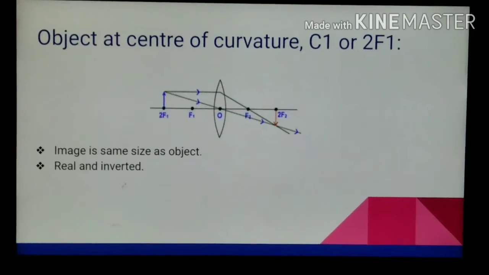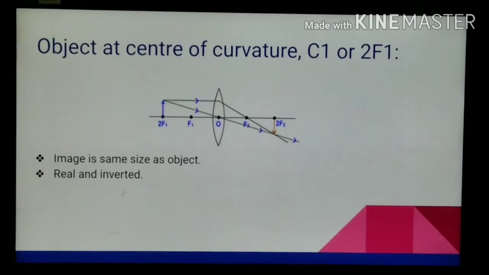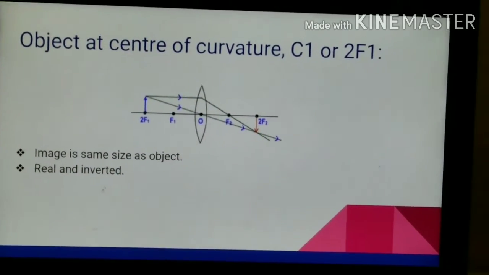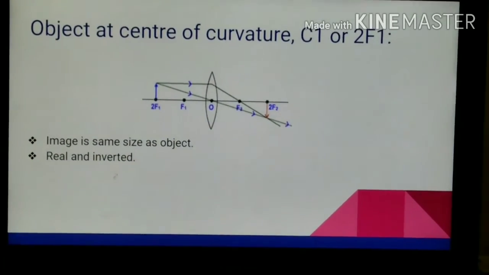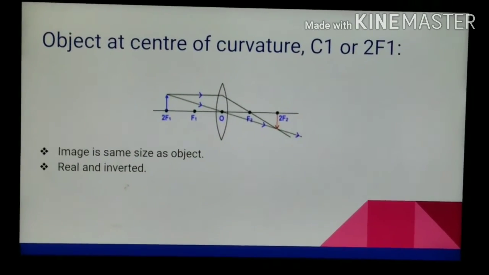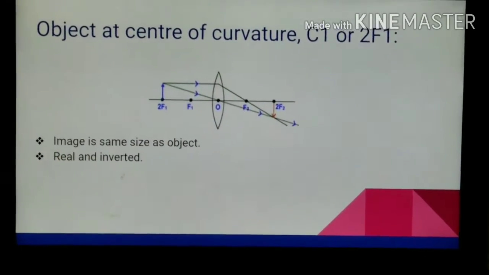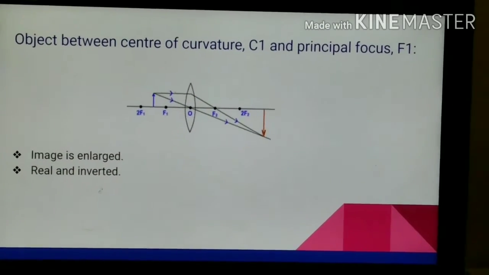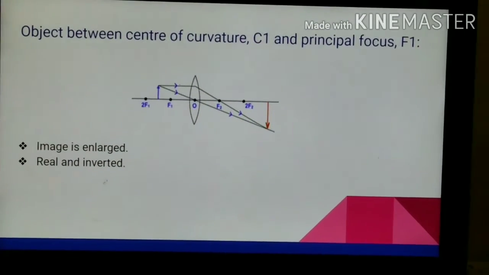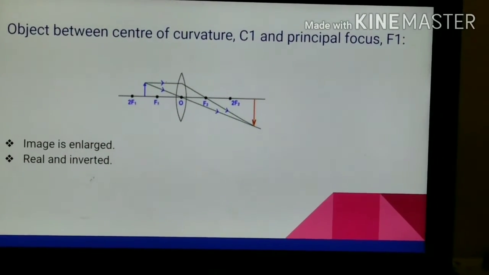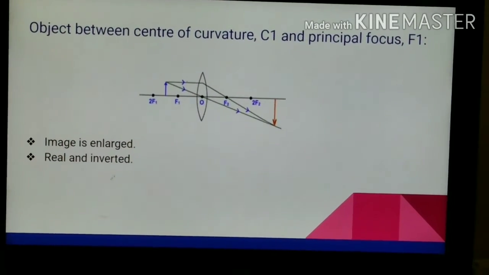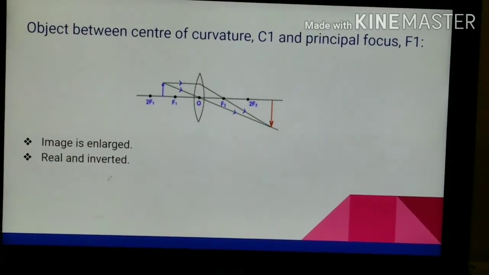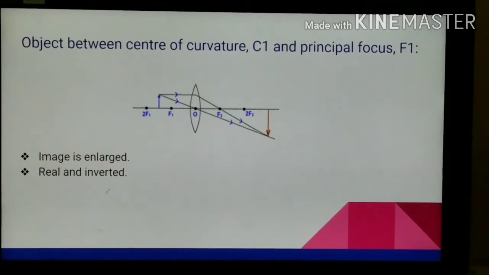Now we'll discuss the third case, object at center of curvature C1 or 2F1, and the properties are the image is the same size as the object, real and inverted. Now let us discuss the fourth one, object between center of curvature C1 and the principal focus F1. The properties are the image is enlarged, real and inverted.